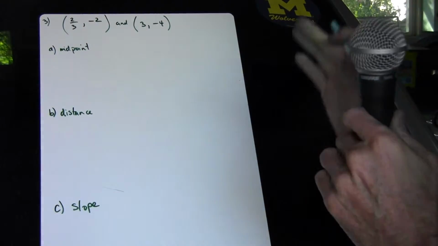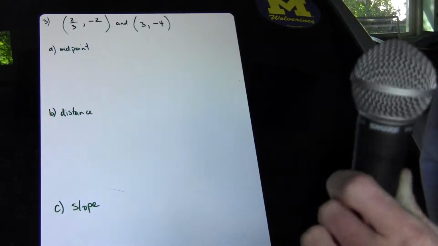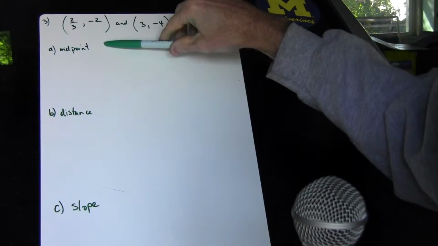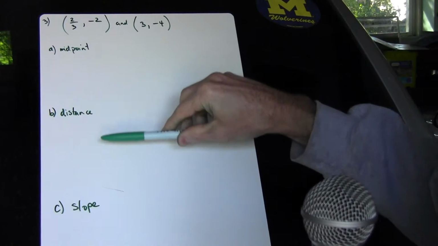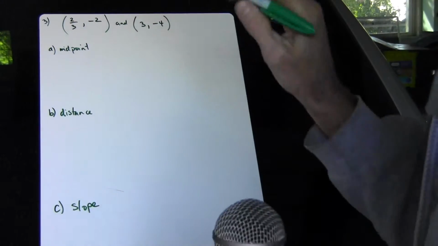Okay, our problem number 3. We're given 2 points. Unfortunately, we got a nasty little fraction, but that's all right. And they want us to find the midpoint between them, the distance, and the slope if there was a line between those 2 points. So let's start with the midpoint.